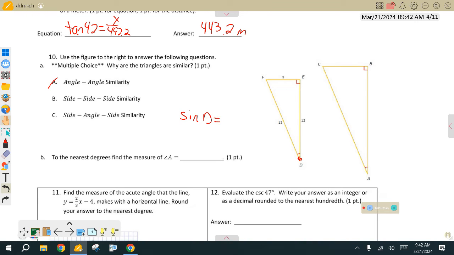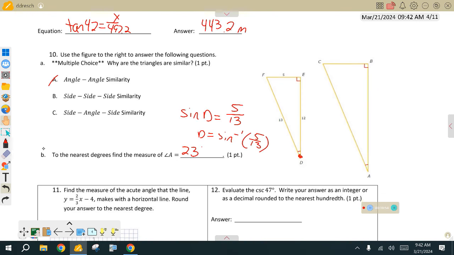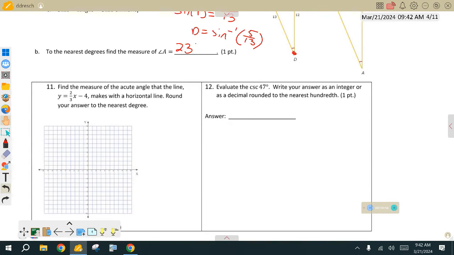Sine of D is opposite over hypotenuse. I'm doing our inverse function. And whatever you get for angle D is going to be the same for angle A, because they are congruent. 23, I think it was, right? 23 degrees. That was pretty good. I was happy there. Now, number 11, I was a little ticked off about.